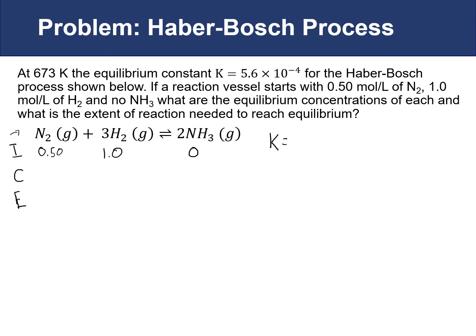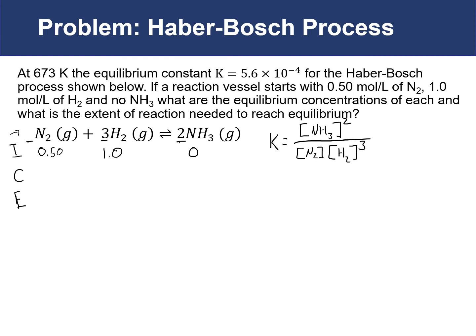Our equilibrium constant is the concentration of our products, so this would be NH3, raised to their respective coefficients. We have a 2 here, so that would be a 2, divided by the concentration of our reactants raised to their respective coefficients. So this would be N2 raised to the first power, because there is a 1 here, times the concentration of H2 raised to the third power. And the reason it's a 3 is because we have a 3 coefficient here.